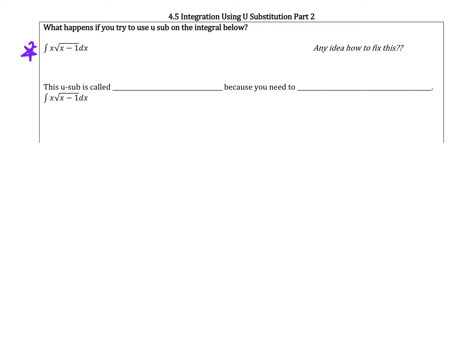So if we are solving this, we would let u equal the inside function, which in this case is x minus 1, which means that du would just be equal to dx. So we would end up with the integral of x times what we just decided that u was, times u to the power of 1/2, I'm just going to manipulate that radical there, and then du.